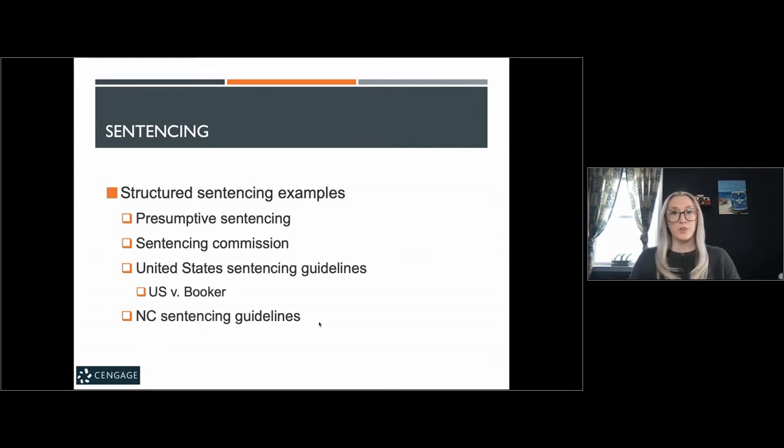So then we have structured and unstructured sentencing options that we're going to discuss. Structured sentencing examples include presumptive sentencing, the Sentencing Commission. We'll talk about the U.S. sentencing guidelines, as well as North Carolina sentencing guidelines. So the goal is to reduce sentencing disparity by using structured sentencing. So it provides judicial guidance and accountability according to the offense severity, as well as the prior record of that defendant. So it's just more consistent sentencing.